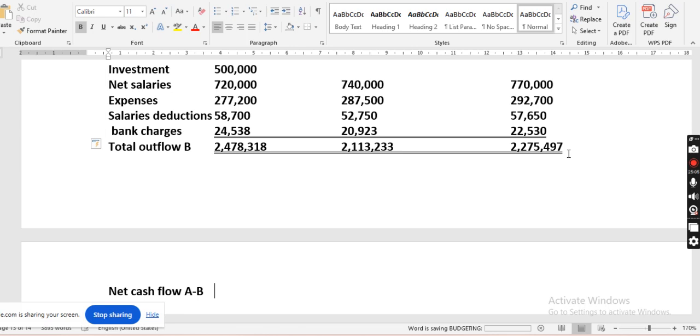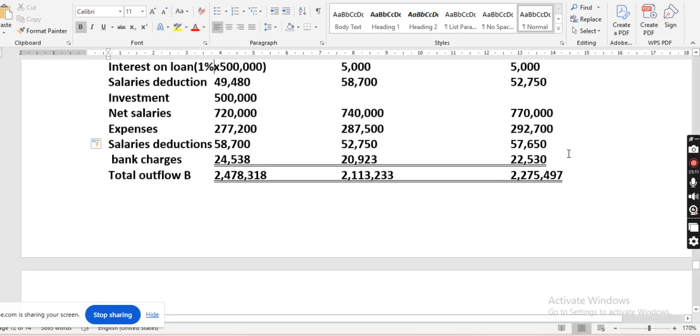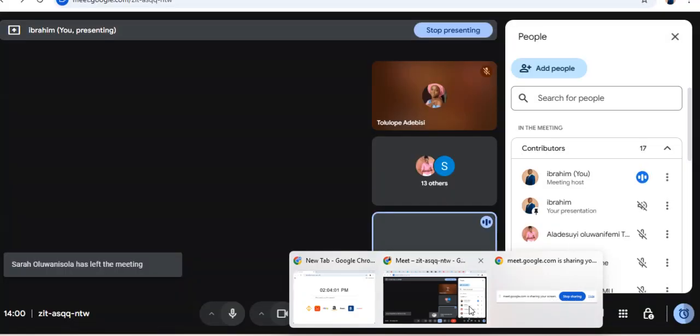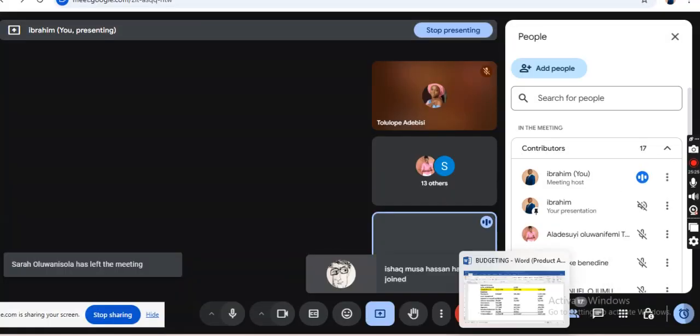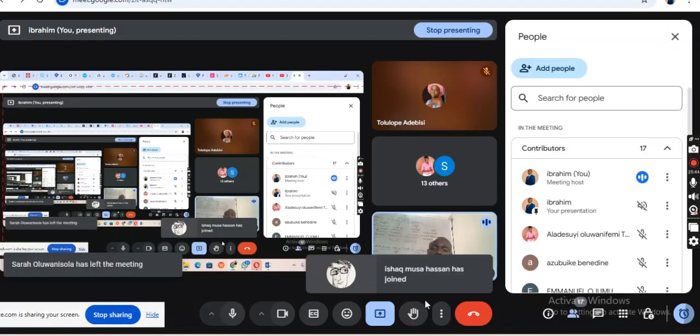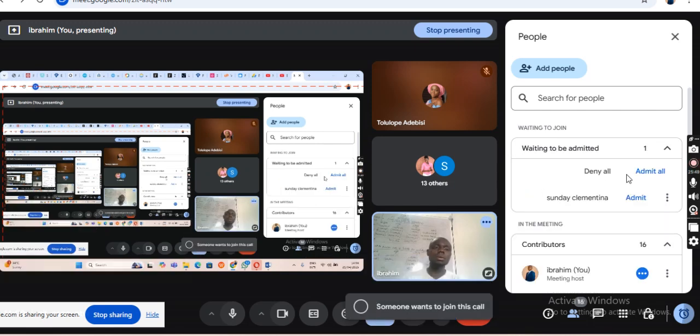Okay, so let's check. Please subtract. Now, when you look at it, you can see that July is higher, is greater. The outflow is greater. It means that they will have a negative cash flow. In fact, throughout the period, they will have a negative cash flow. Can you see it? Please confirm. Yes, sir. Okay.